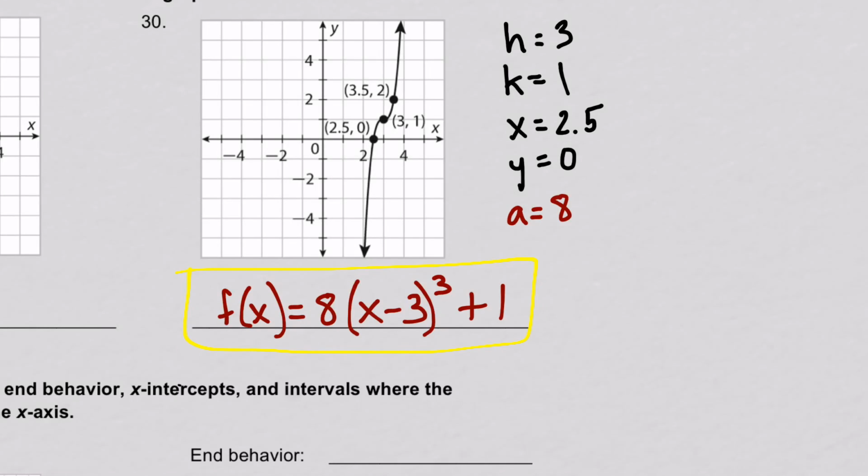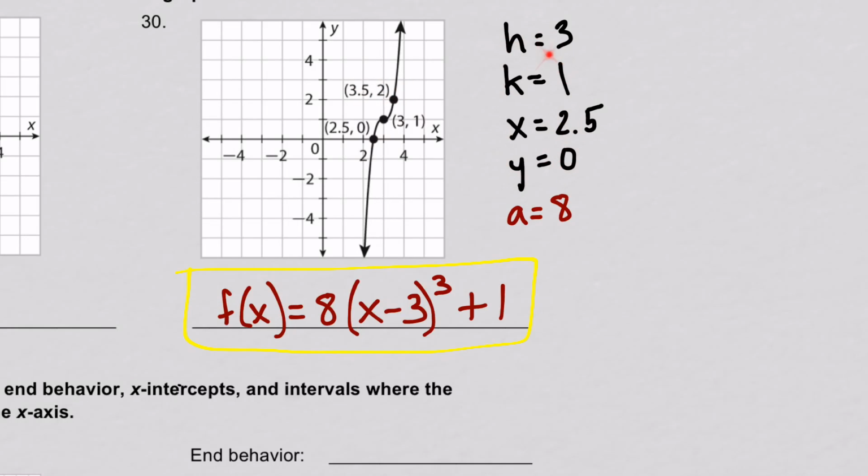Okay, so here is your correct solution for number 30. The first thing you found was h and k. That's the central point of your graph, (3, 1). So h is 3, k is 1. For x and y, I chose (2, 0), but you could have chosen (3.5, 2). Okay, so I chose those.